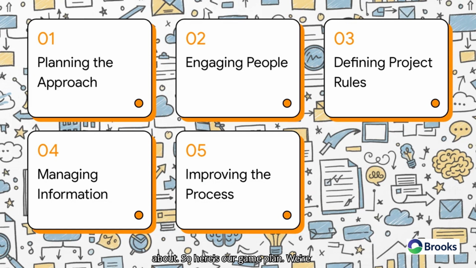So here's our game plan. We're going to follow Alex through 5 really crucial stages. We'll start with planning the right approach, then engaging the right people, defining the project rules, managing all that information, and finally, figuring out how to improve the whole process.